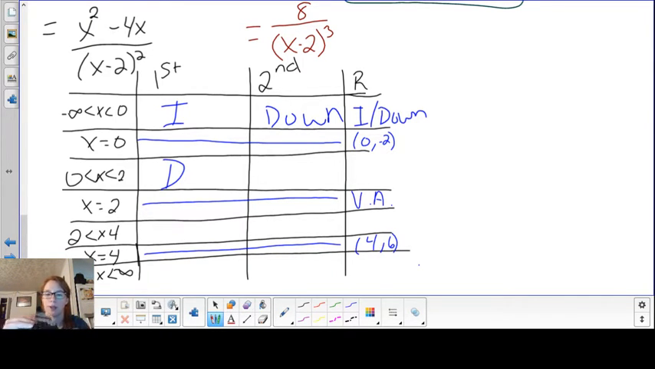Then I want to do it again for my second derivative. So I'm going to second entry, second entry, second entry. Hey, there it is. And I also get a negative. So we are down. So I'm decreasing and I'm down.